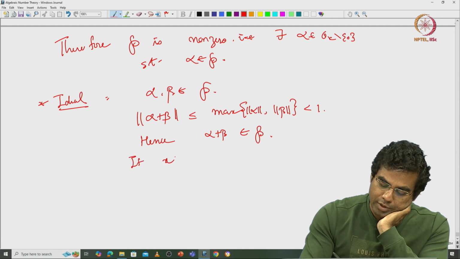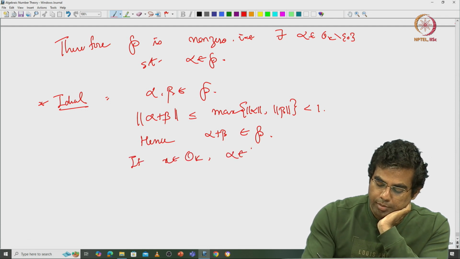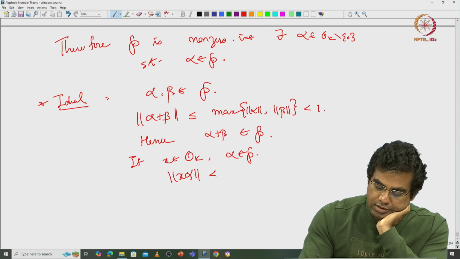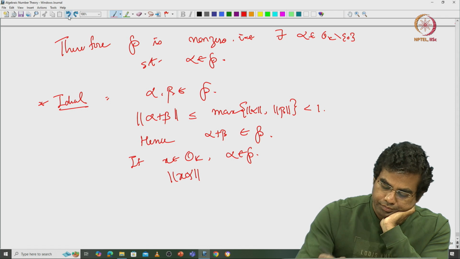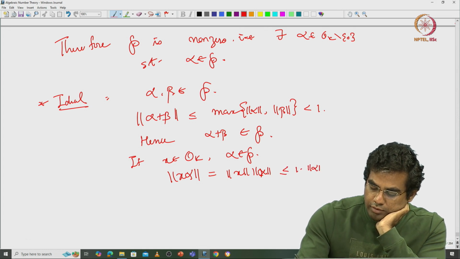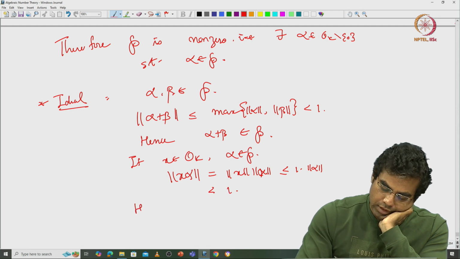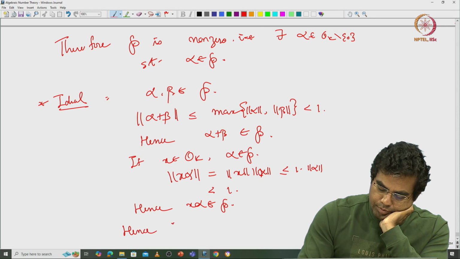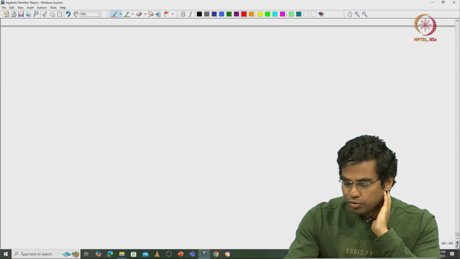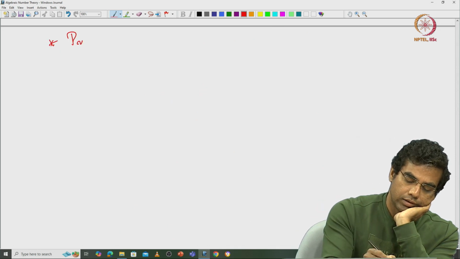So, that is one property. And if x belongs to OK and alpha belongs to P, then x times alpha, if I look at valuation of this, is equal to valuation of x times valuation of alpha, which is less than or equal to 1 times valuation of alpha, which is less than 1. So hence x alpha is also in P. Hence, P is an ideal. Next, I want to show that it is a prime ideal, right.